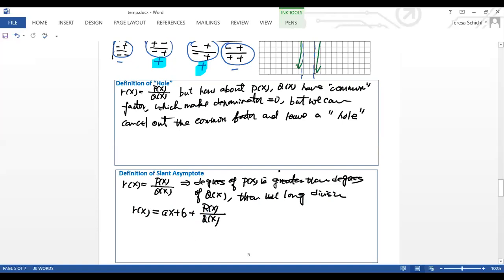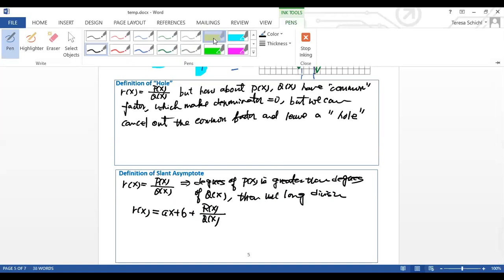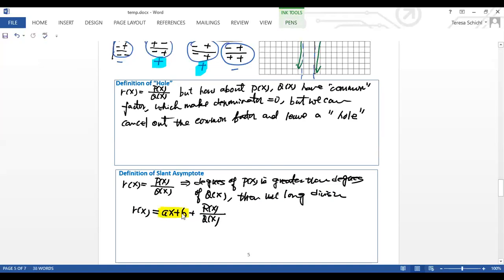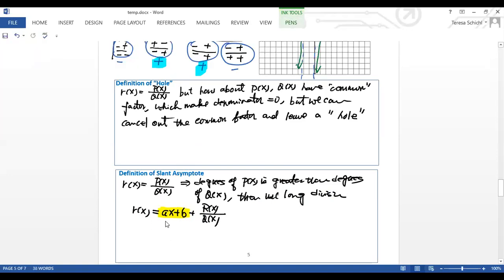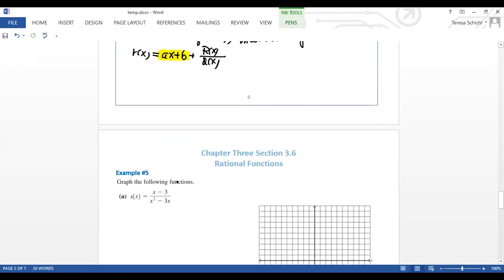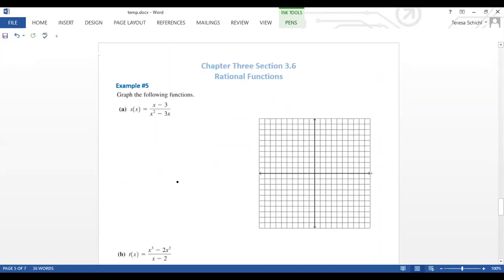So instead of the asymptote, yes, we have a vertical and a horizontal, right? So right now we have this, we call it a slant, because it's a line, right? So that means we're going to have a line as the asymptote. That's what we call the slant asymptote here.